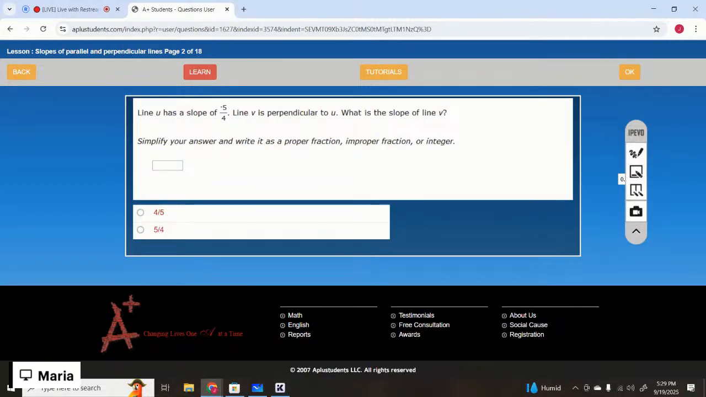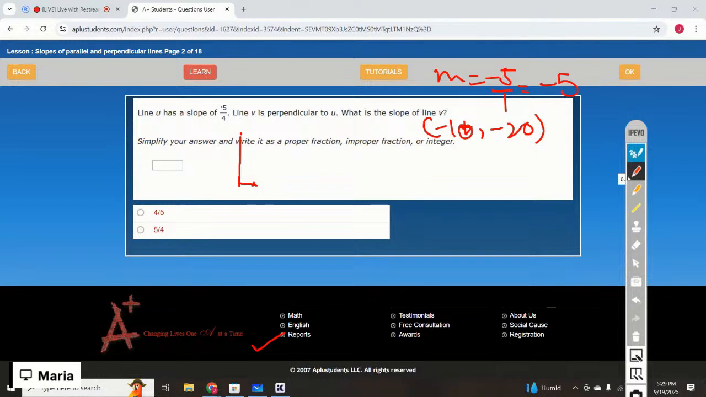Line U has a slope of -4 over 5. Line V is perpendicular to line U. What is the slope of line V? If two lines are perpendicular, their slopes are negative reciprocals, right? That is already -4 over 5, right? So option number 1 is the correct option, that is 4 over 5.